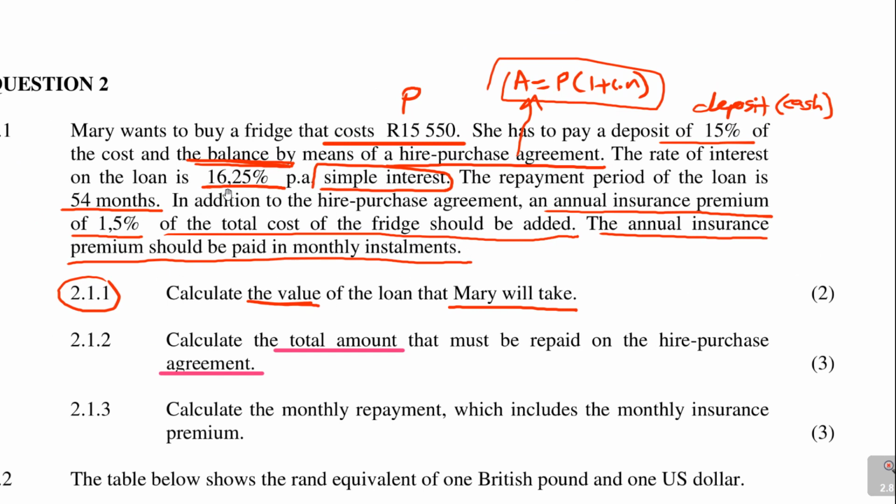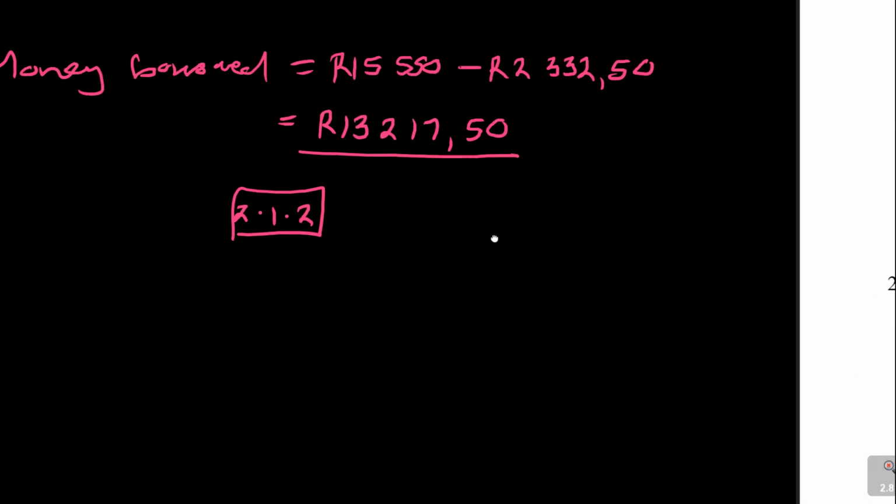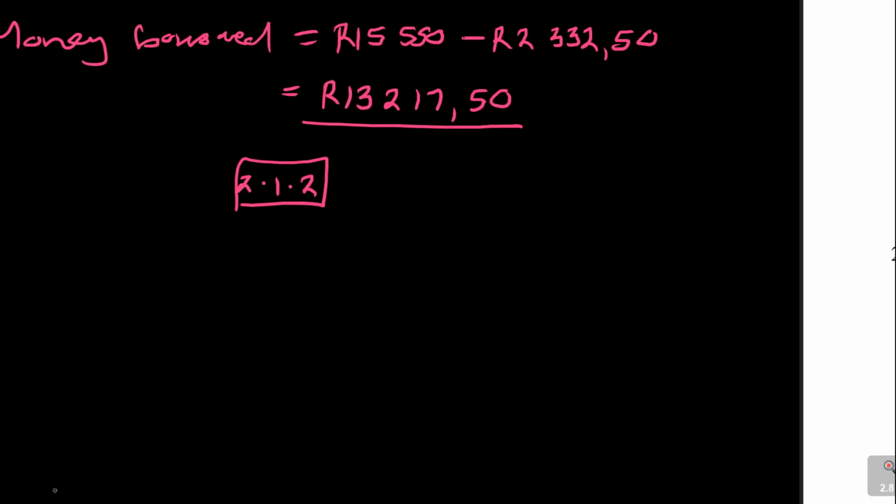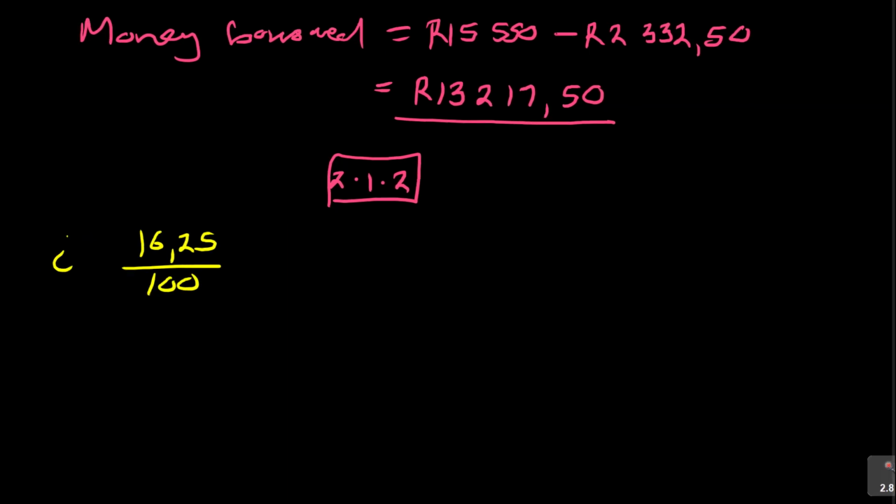Look at the interest rate now. We're putting things together. They're saying this hire purchase interest rate is 16.25. We convert that to 16.25 over 100. What is this? This is your I, remember. And then it will give us 0.1625. That's the first thing needed. What is the next one?